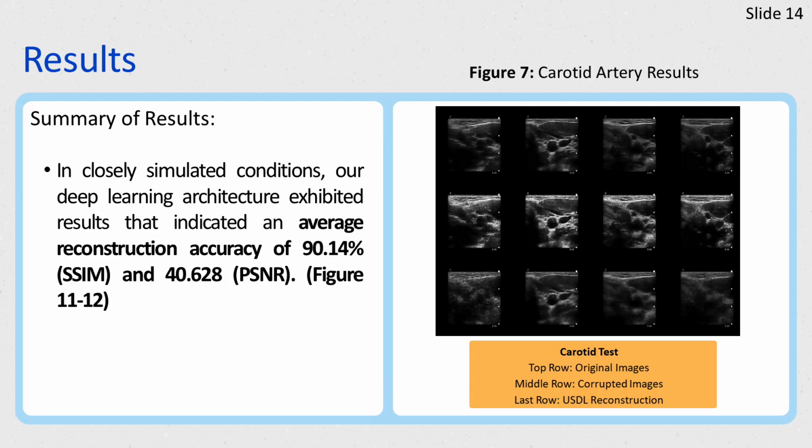Following a rigorous testing process, USDL exhibited an average SSIM reconstruction accuracy of 90.14% and PSNR reconstruction accuracy of 40.628. Feel free to pause the video to take a look at Figures 7 through 10 for a visual comparison between the original images and USDL reconstruction.